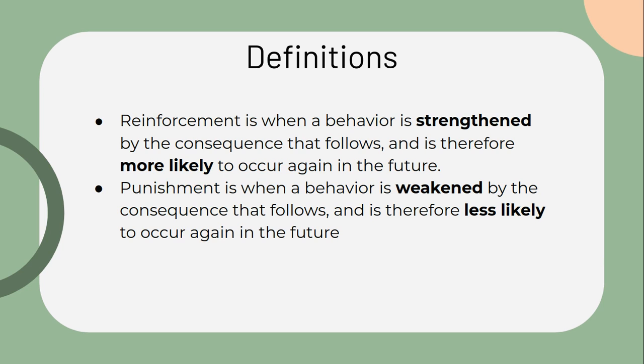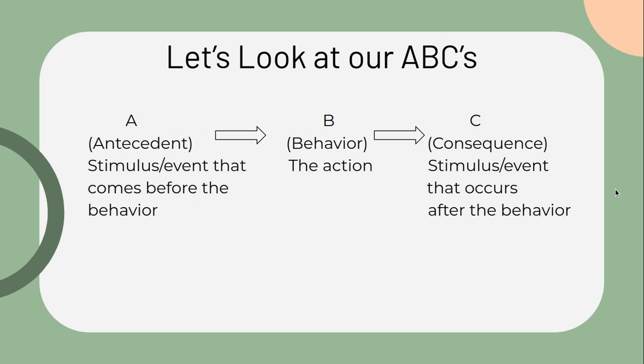So first, reinforcement is when a behavior is strengthened by the consequence that follows and is therefore more likely to occur again in the future. Punishment, on the other hand, is when a behavior is weakened by the consequence that follows and is therefore less likely to occur again in the future.